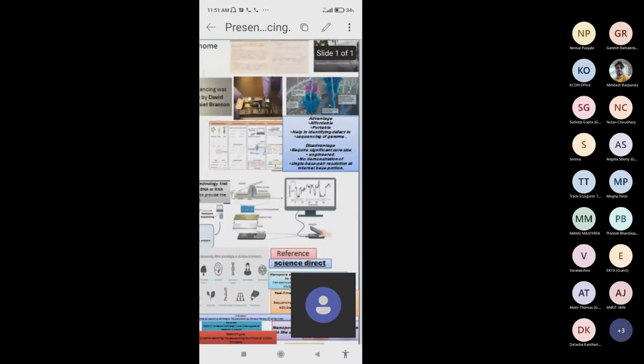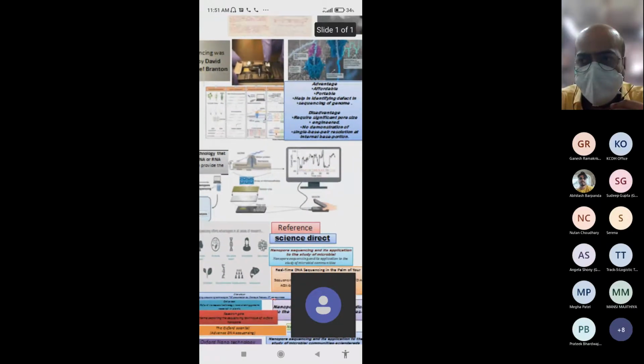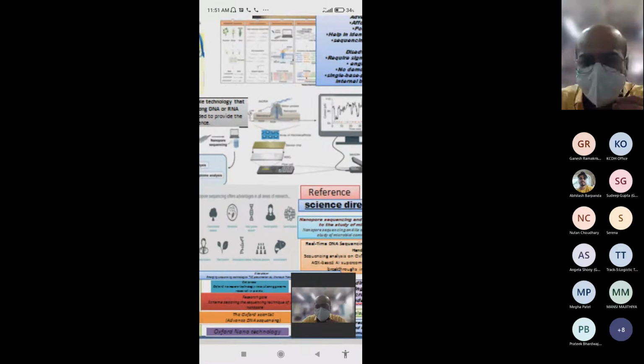And these are my few references. I had taken the reference from Direct Science, Real Time Nanopore Oxford, and Nanopore Oxford Technology and Cell Process.